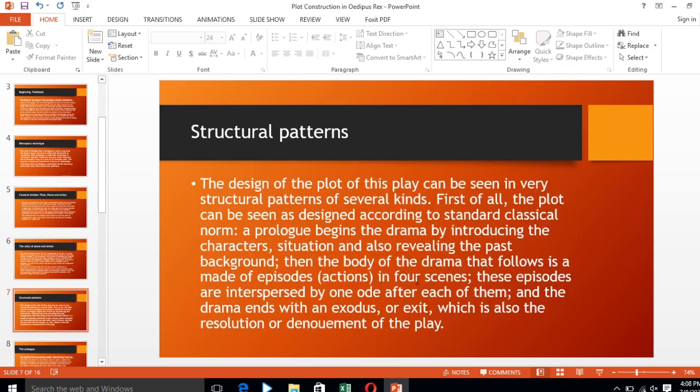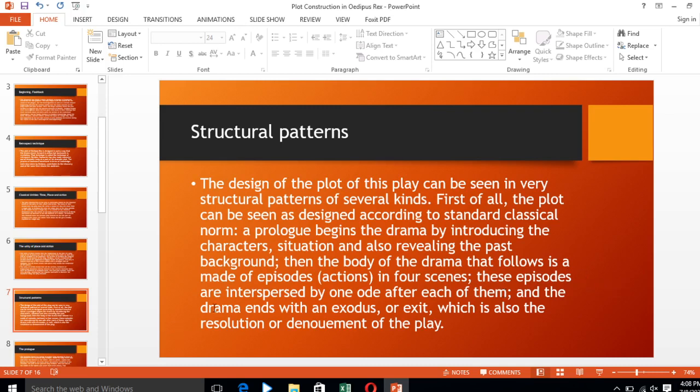The design of the plot of this play can be seen in a structural pattern of several kinds. First of all, the plot can be seen as designed according to the standard classical norm. A prologue is there. The drama begins with a prologue by introducing the character, situations, and also revealing the past background of King Oedipus. Then the body of the drama follows. It is made of episodes and actions, and these are in four scenes.